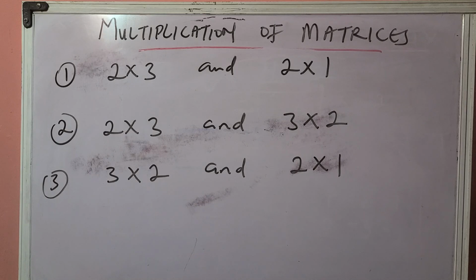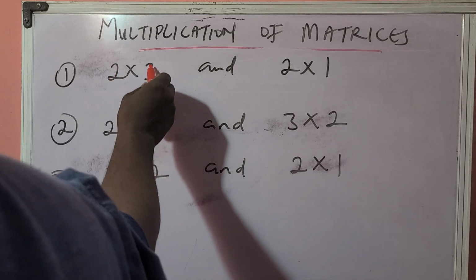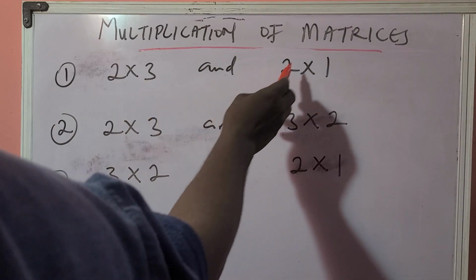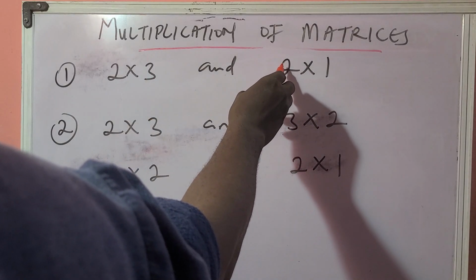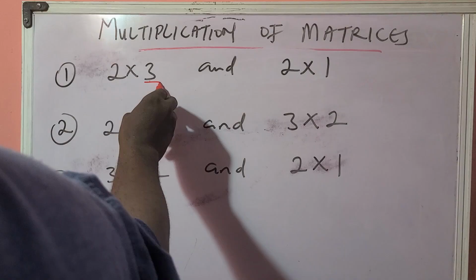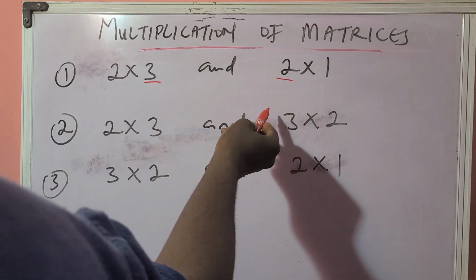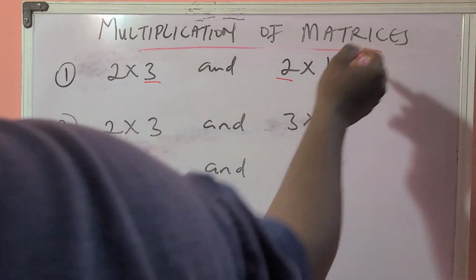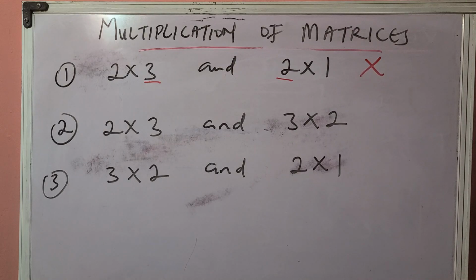For the first one, we have a 2 by 3 matrix. We go on to check the column here and the row here. This is 3, this is 2. They are not the same thing. So we cannot multiply these two matrices together.